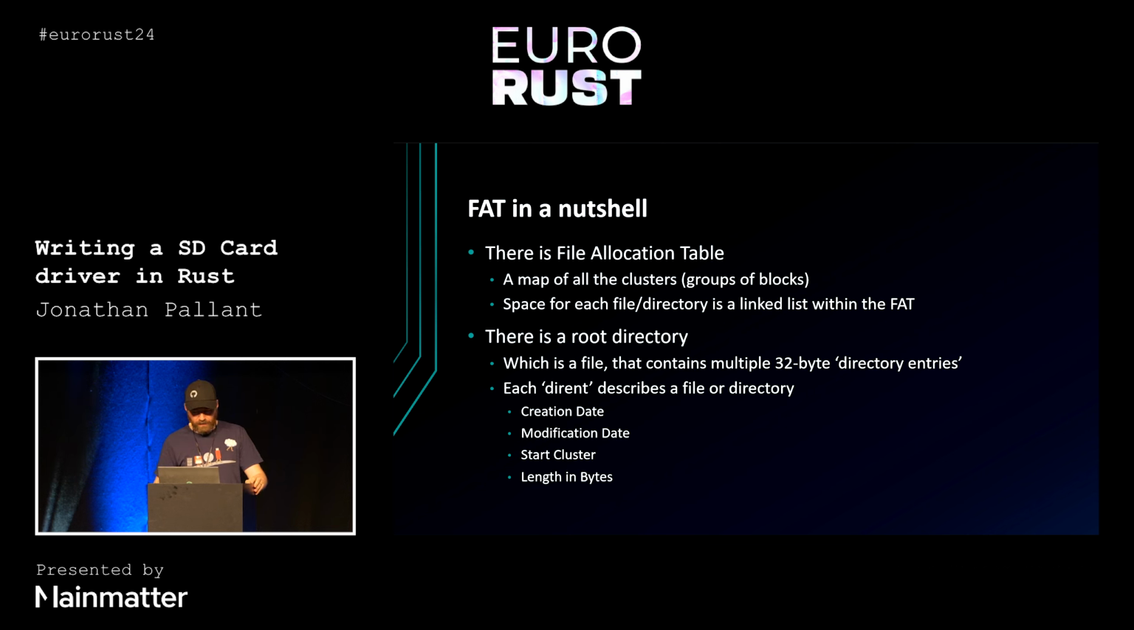Go and look at cluster 100 in the map, and it says I am the end of the chain. If you've ever done a check disk and it said, oh, found some unlinked chains, then that's because it found some stuff in the file allocation table that didn't have a directory entry, and it just kind of constructed a file based on what it found.